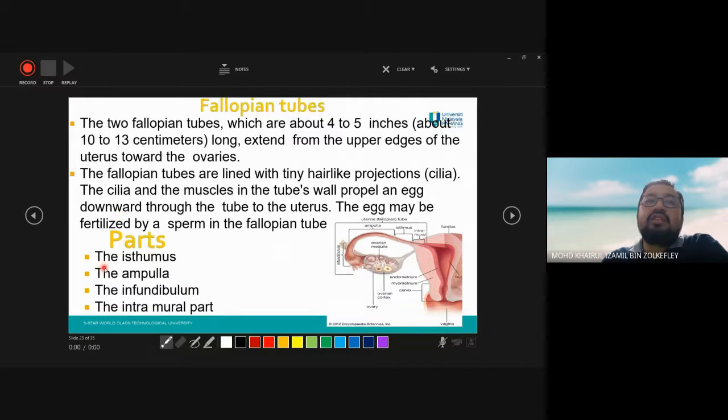And we call it the isthmus, ampulla, infundibulum and intramural part. Okay, so this part is we call intramural, isthmus, ampulla and infundibulum. Okay, so here in the ovary, we can see the process of maturation of the egg occurs first.